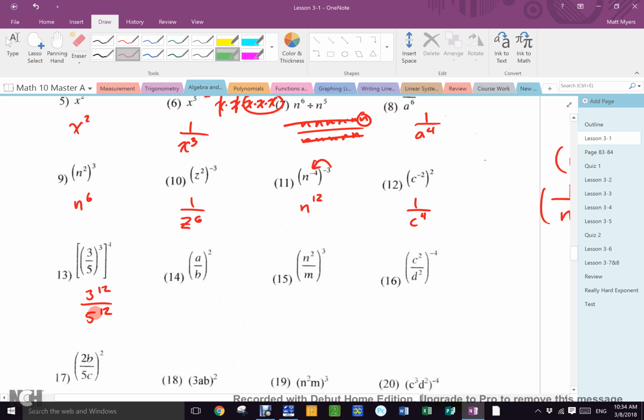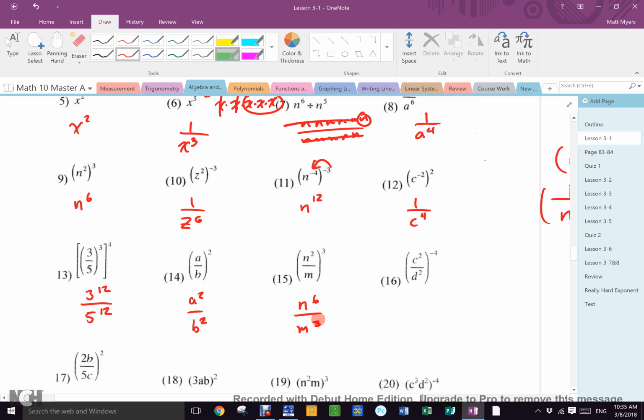What's 14? Even if you haven't done your homework, you should be able to figure these out as we go along. A squared over B squared. What's 15? 15's a little tricky. N6 over M3. Lovely.